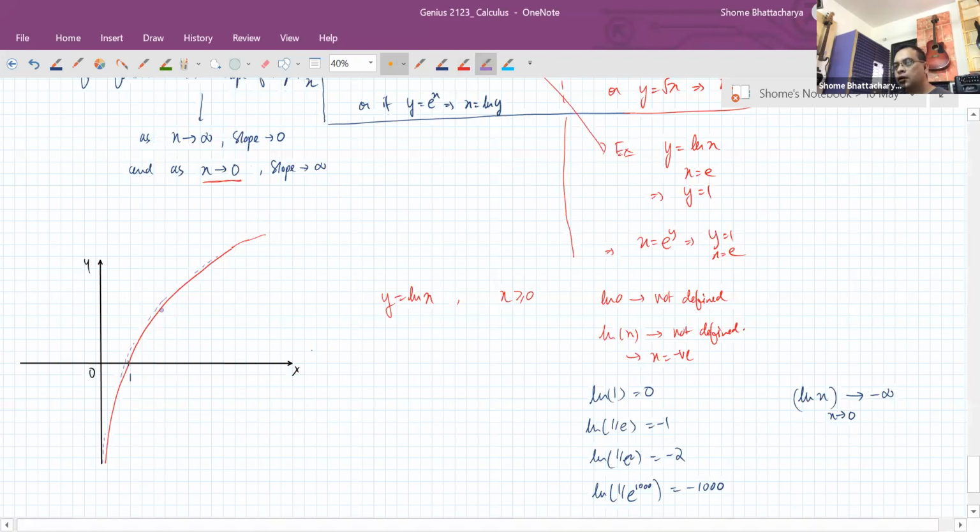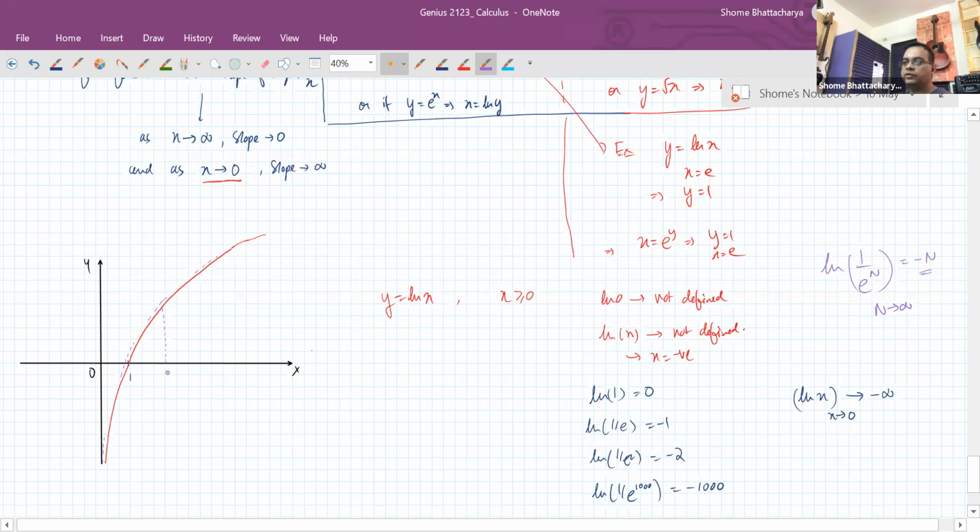Sir, 1 by 0, it will be minus infinity or infinity? So the interesting thing is, it's not the slope. Now I'm talking about ln x. That's why I've shown you this: x tending to 0, you can think of it like ln of 1 upon e to the power n, where n is tending to infinity. So that will tend to minus n. So that's minus infinity.